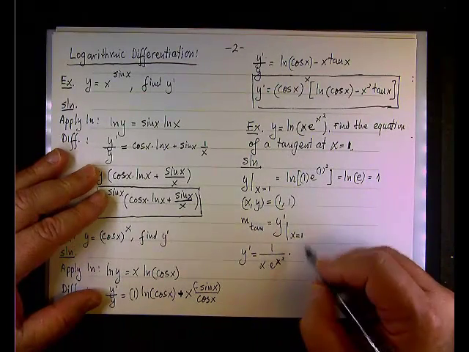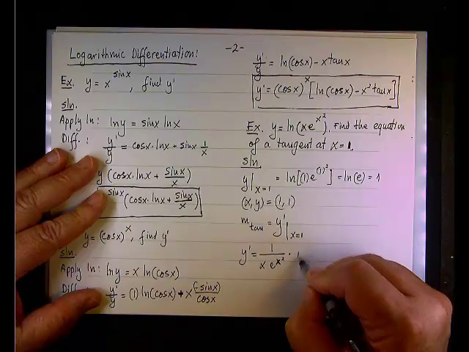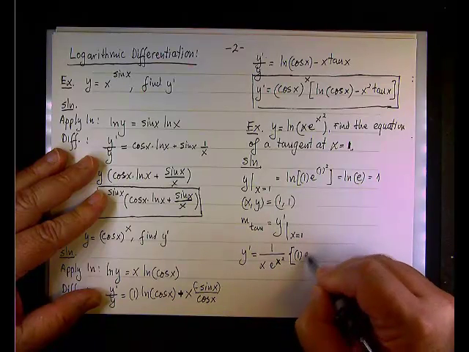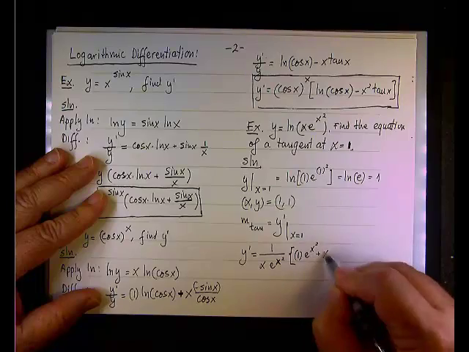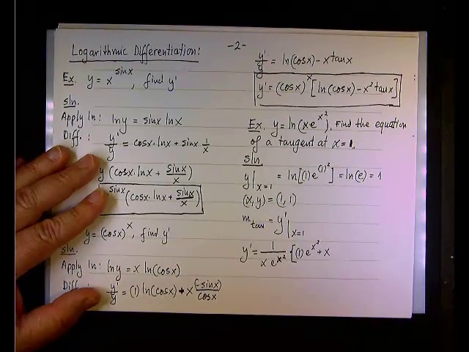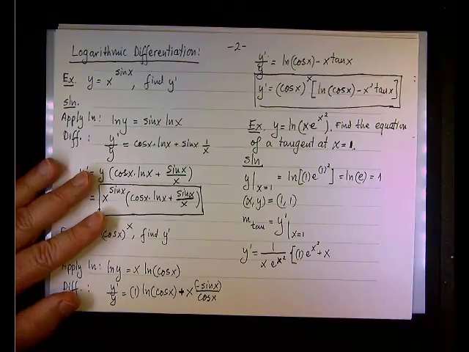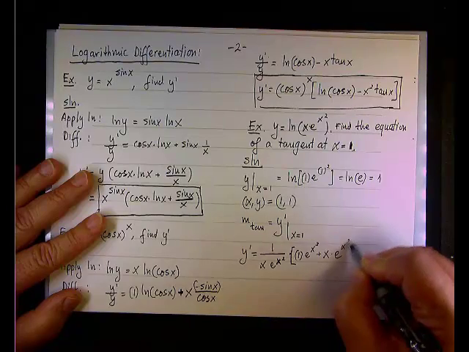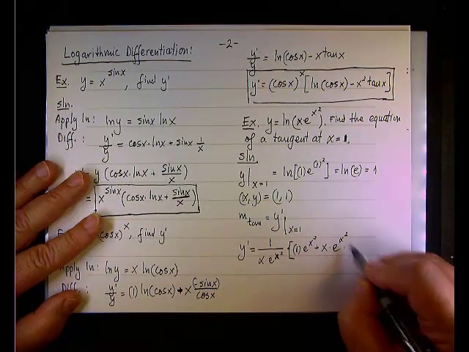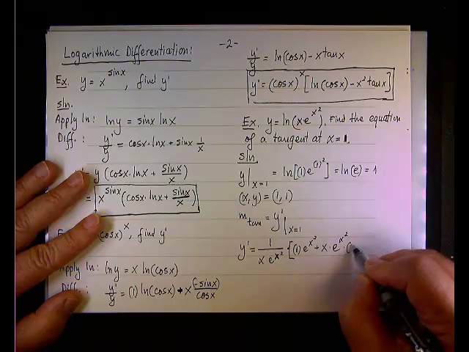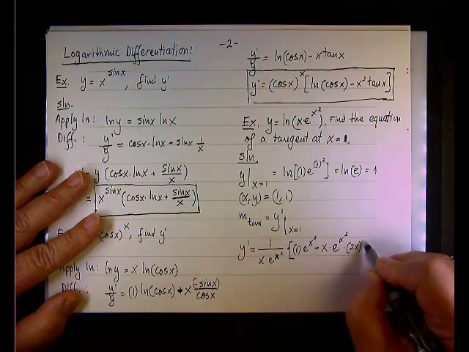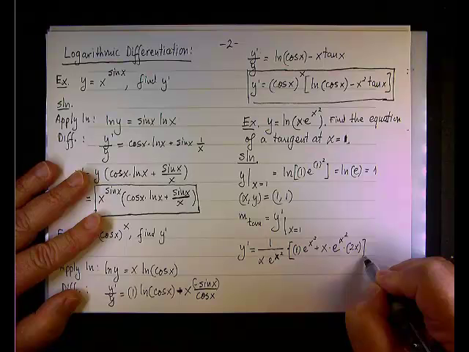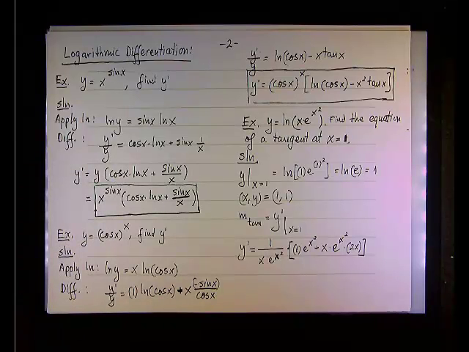Well, we have a product here, so we need to apply the product rule. The derivative of x is 1, times e to the x squared, plus x times the derivative of e to the x squared. So let's see. For e to the u, the derivative is e to the u, so it's going to be e to the x squared, and then we need to multiply by the derivative of x squared, which is 2x. Okay. Now, this is y prime. I can simplify it a little bit.